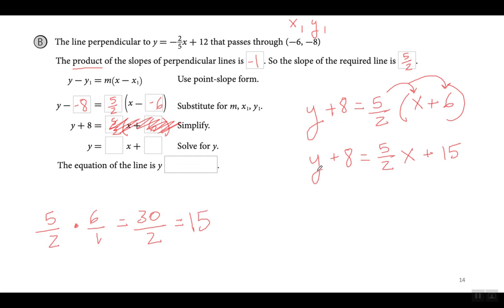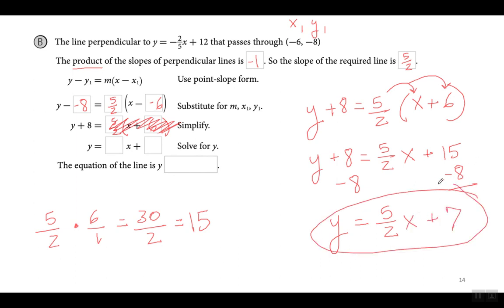There you go. Okay? Now I'm going to move the 8 to the right by subtracting 8. Y equals 5 over 2 x plus, 15 minus 8 is 7. Alright?